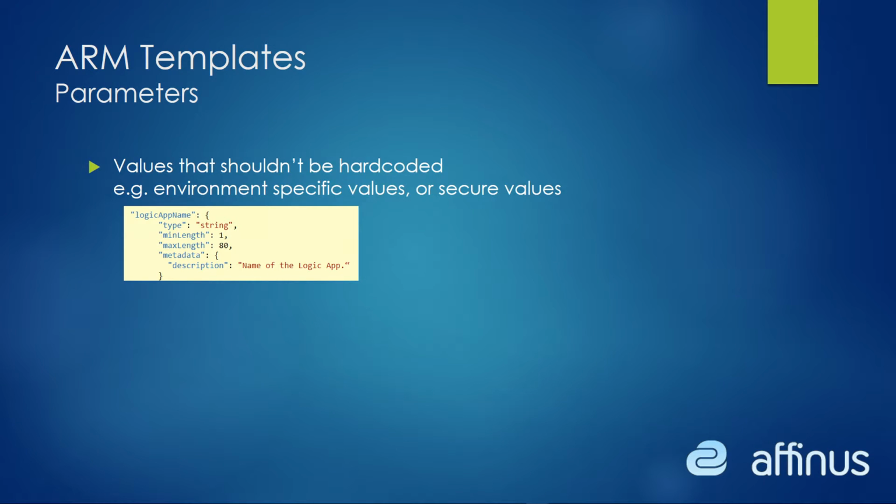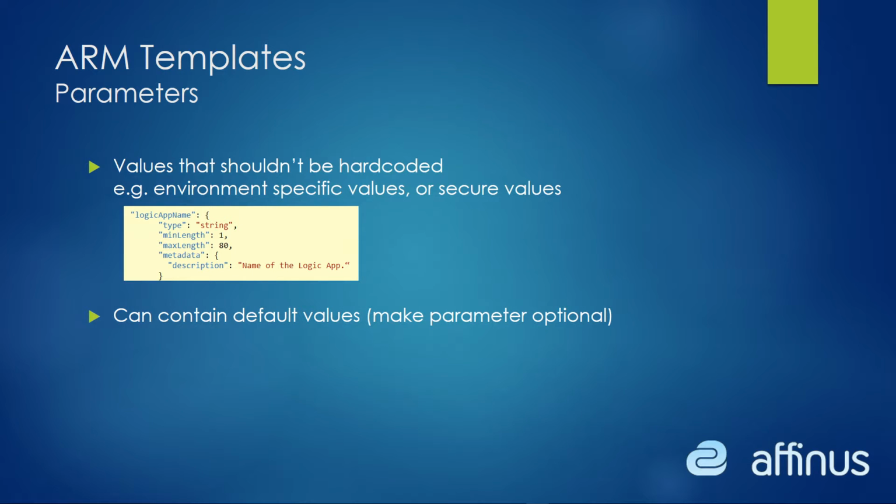So parameters. These are values that we shouldn't hard code. So for example, they're either application specific or maybe they're secure values. And there's an example here of a parameter that's called logic app name. That's the name of the parameter. It's of type string. It's got to be between 1 and 80 characters in length, and we have a bit of metadata there. If you want more details on the parameter values you can set, you'll find those in the further reading section, which is at the end of this presentation.